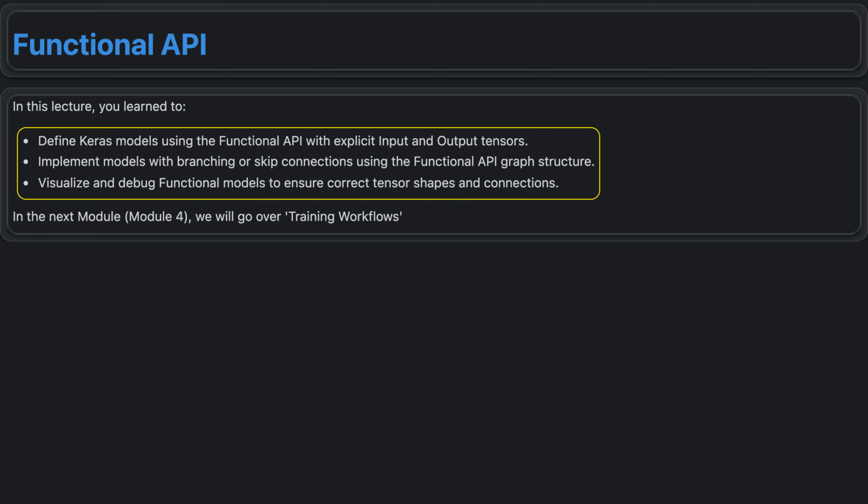In this lecture, you learned to define Keras models using the Functional API with explicit input and output tensors, implement models with branching or skip connections using the Functional API graph structure, and visualize and debug functional models to ensure correct tensor shapes and connections. In the next module, Module 4, we will go over training workflows.